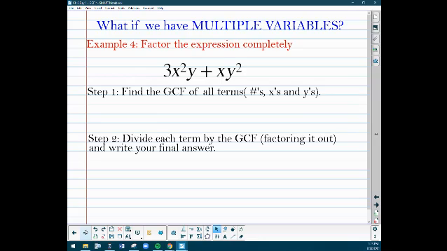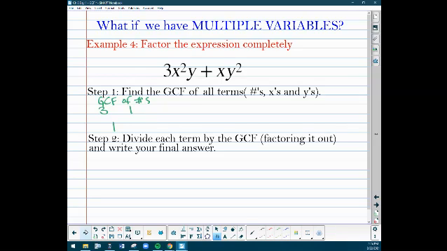Well, we find the GCF of all of the terms. Just like we found the GCF of the numbers and the GCF of the variables, it's going to be the same, but instead of one variable, now I have two variables. So I'll say GCF of numbers. I've got 3 and 1. So the greatest common factor between both of those is 1.